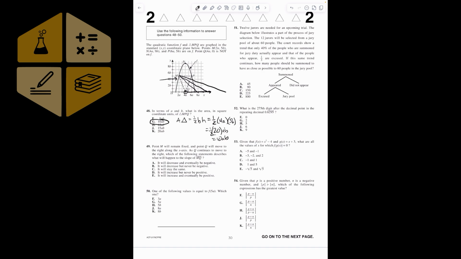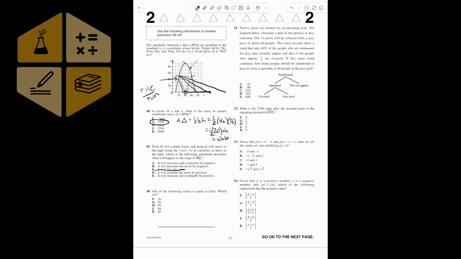It says, which of the following is happening to the slope? Well, it's definitely not staying the same. It's obviously changing, so it's not going to be C. So we've got to figure out, is it increasing or decreasing? Right now, MQ has a negative slope, because slope, if you remember, is rise over run. The rise means how tall it is, and the run is from left to right on the x-axis. So starting at M and going down to Q, it's going down, right?